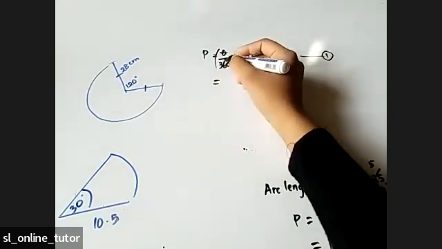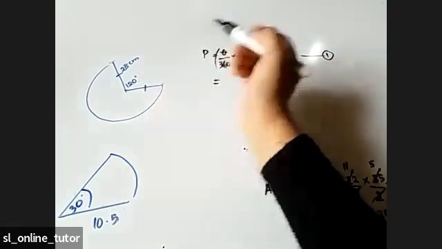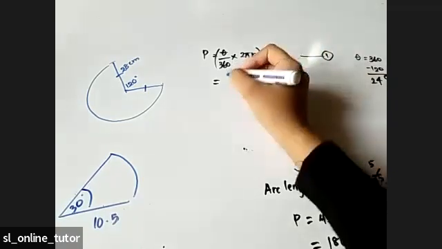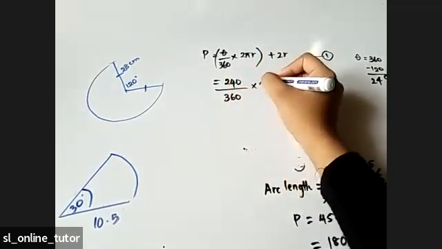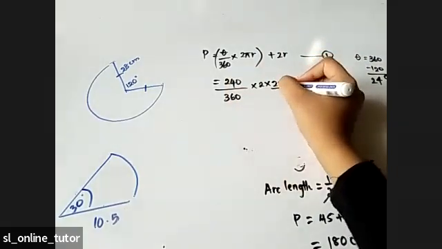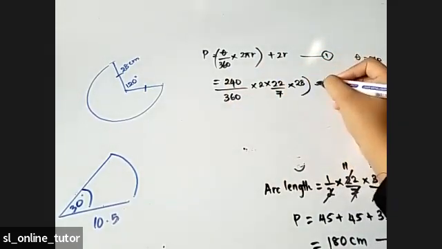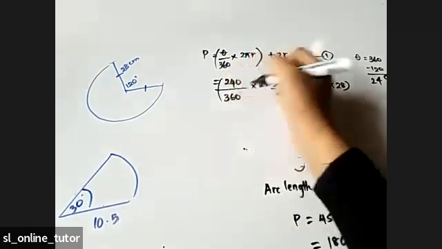Now here, theta is what? What is theta? 120? No. Theta is equal to 360 minus 120. Right? So you get how much? 240 degrees. 240 over 360 into 2 into 22 upon 7 into radius is 28 plus 2 times 28. Clear? Now we'll solve this one.